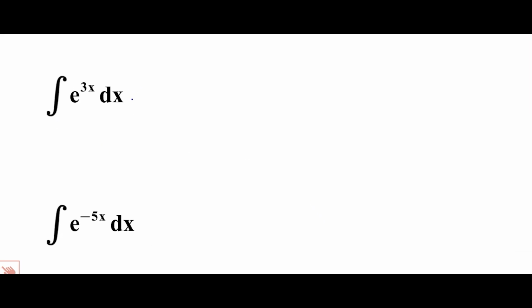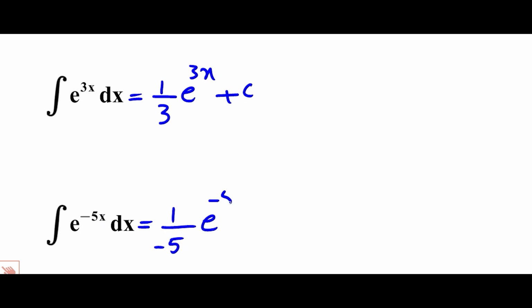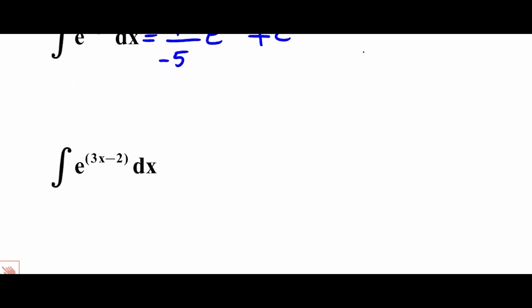For example, the integral of e to the 3x: the derivative of 3x is 3, so we have 1 over 3 e to the 3x plus c. Or the integral of e to the negative 5x equals 1 over negative 5, because the derivative of negative 5x equals negative 5, so we get 1 over negative 5 e to the negative 5x plus c.